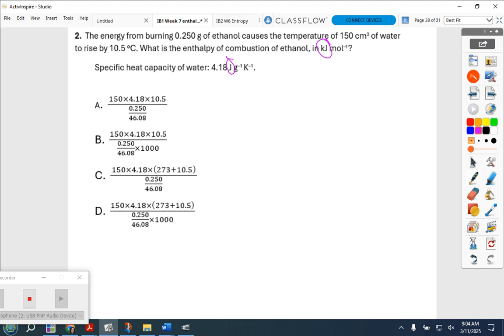We've got our mass. And it's the mass of the water that we care about on top, right? They didn't actually confuse you with that, which is nice. So this is the mass of the water. This is our heat capacity of the water. And this was our delta T, right? The 0.25 grams was the mass of what we burned.